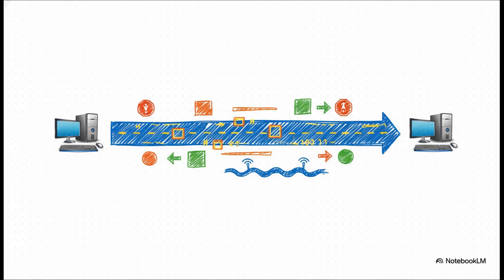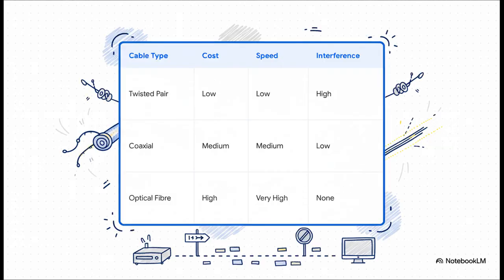your mobile data. For wired connections, there are 3 main cable types. Twisted pair is the cheapest, like in our old telephone lines, but it's slow and gets easily disturbed. Coaxial cable, which you see for your TV connection, is a bit better. And then there's the superstar, optical fiber. It's made of glass, sends data as light, is incredibly fast, and has no interference. It's expensive, yes, but it is the future.